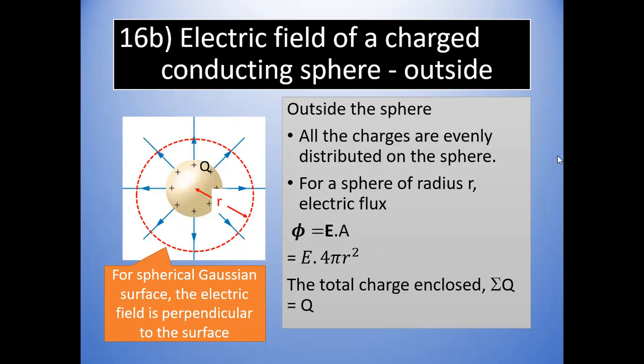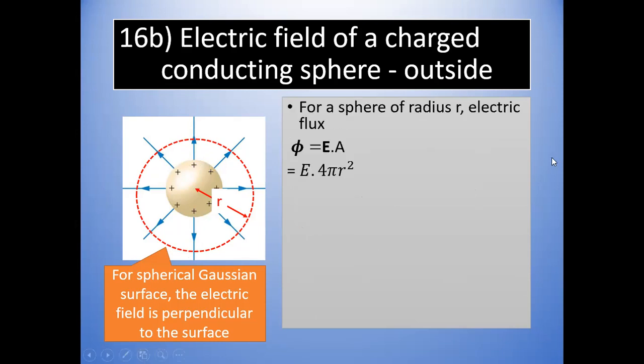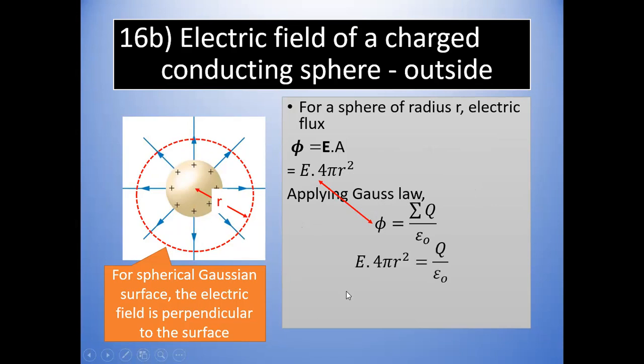Now we apply Gauss's law. That's your Gauss's law. Replace the flux there with that value. Total charge is Q. Then there's your epsilon naught. And take it across there. That's what we get.